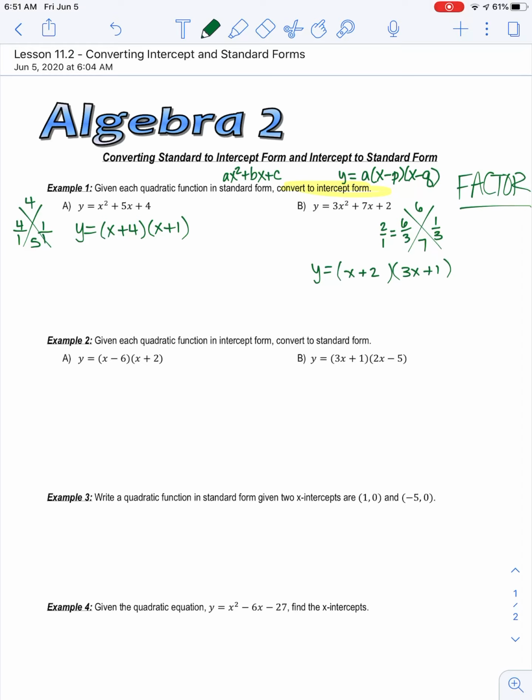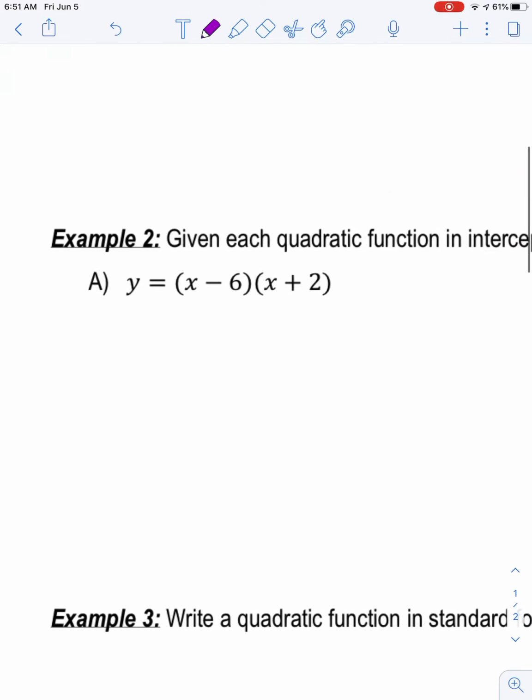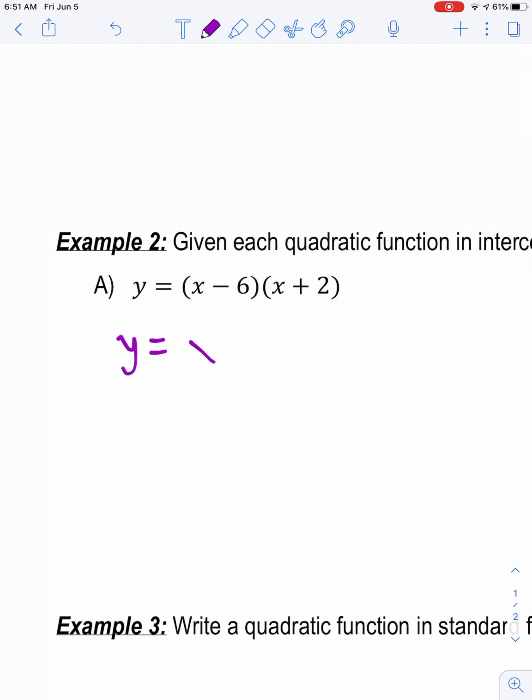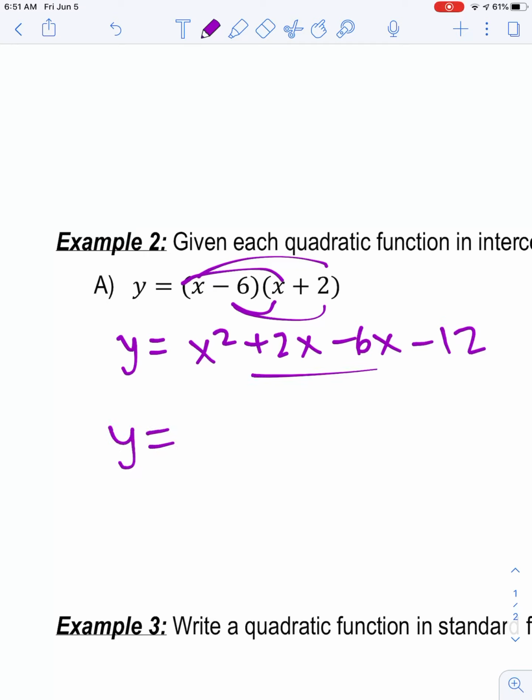All right, in example 2. Now we're given each quadratic function in intercept form, and we want to convert to standard form. So it's basically factored, and we just need to multiply it out to convert to standard form, which in this case, we're going to just FOIL. Okay, so to convert intercept form to standard form, we're just going to FOIL or multiply these binomials together. So in part A, y equals x squared. The outer is plus 2x, the inner is minus 6x, and the last is minus 12. And then I can combine the middle x terms together.